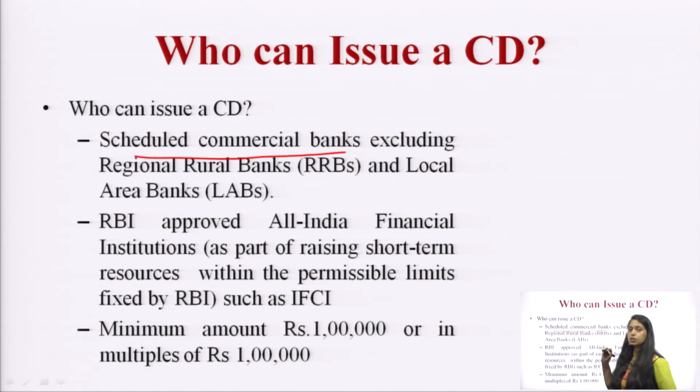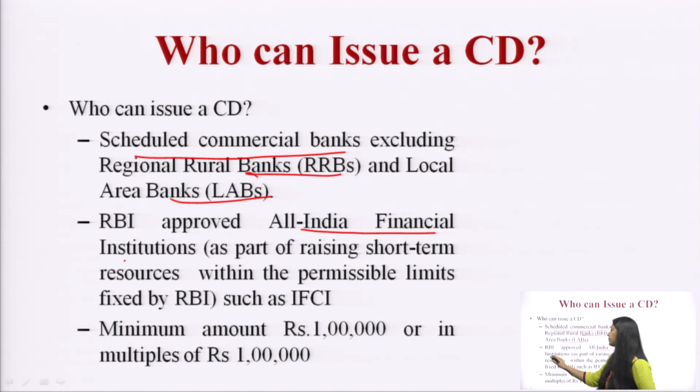I told you who can issue? The scheduled commercial banks. Who are the scheduled commercial banks? Who are listed under section 2 of the RBI Act. So, if a bank is listed under section 2 of the RBI Act, then it will be a scheduled commercial bank. Only scheduled commercial banks can issue certificate of deposits. If it is not a scheduled commercial bank, then they cannot issue certificate of deposit. So, RRBs cannot issue it, local area banks cannot issue it because they are not scheduled, they are not under section 2 of the RBI Act. And any financial institution which has been approved by the RBI can issue this. One of the examples is IFCI. You have IFCI who is actually dealing with the issue of certificate of deposits.